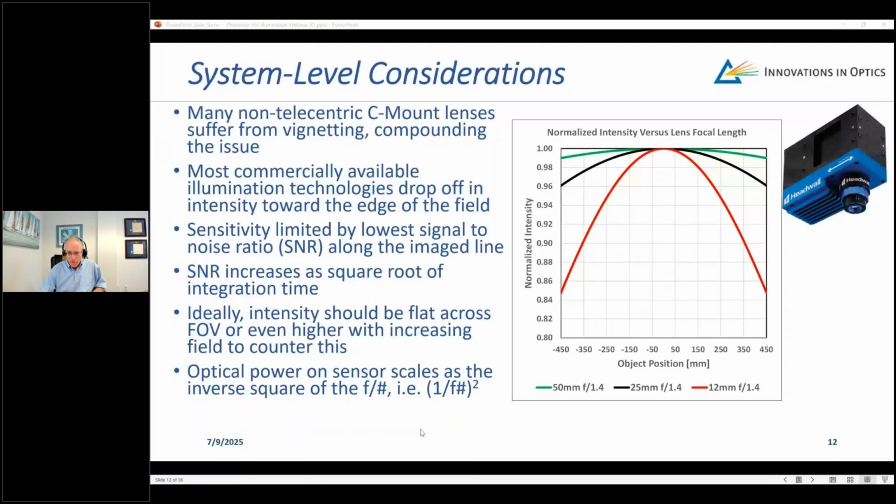The other thing worth mentioning is that the sensitivity, or the signal noise ratio, optical power scales as 1 over the square of the f number. So using a lower f number lens is generally preferred, but it's always a trade-off, because the lower f number lenses are also more expensive. They're also more difficult to make, and they suffer from more aberrations and so forth. So there's always a trade-off to consider there.